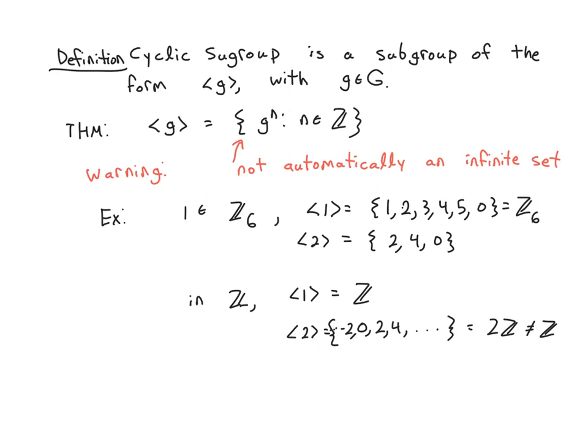But it could be the case that g squared is the identity, for instance. Like we've already seen with symmetries of an n-gon, one of the flips has order 2, so the cyclic subgroup generated by the flip only has 2 elements in it.